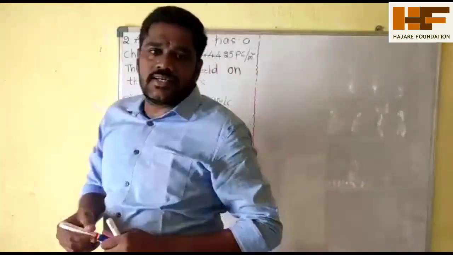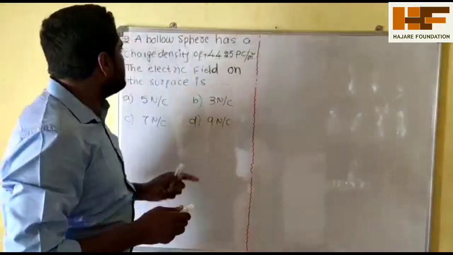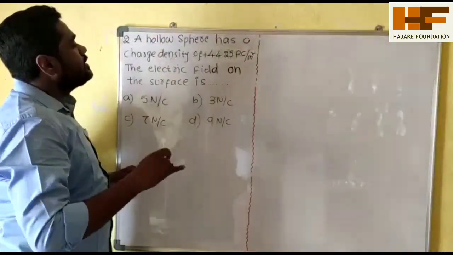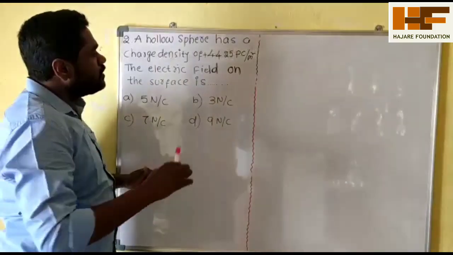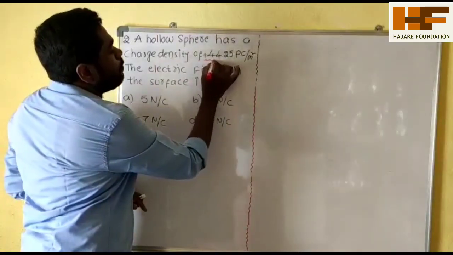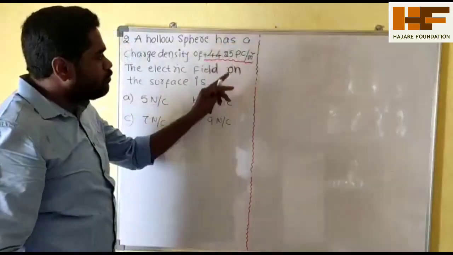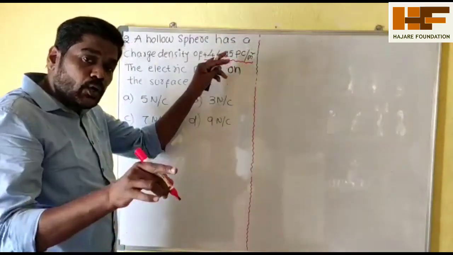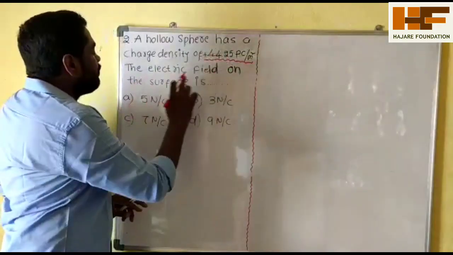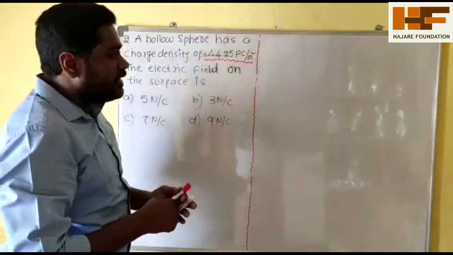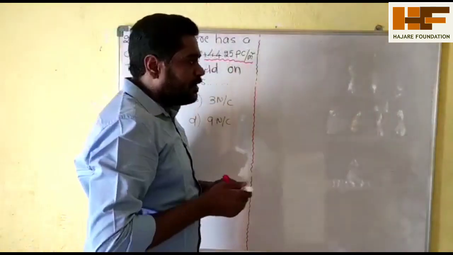Now let us discuss the second problem. The second problem is: a hollow sphere has a charge density of plus 44.25 picocoulomb per meter square. Please observe the unit they have used, picocoulomb per meter square. The electric field on the surface is, first of all, let us draw the hollow sphere first.